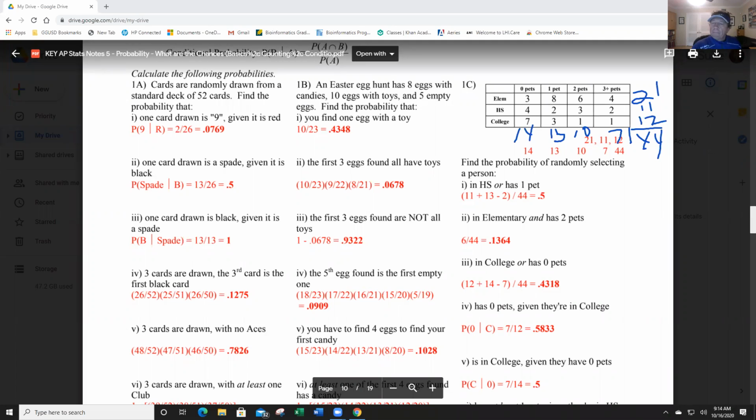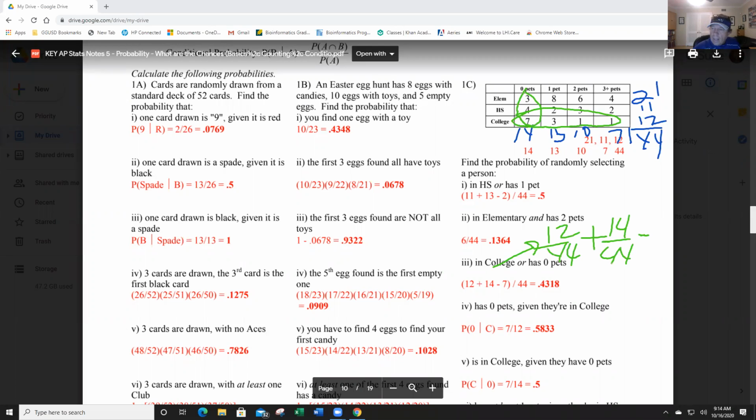In college, right here. In college, that is 12 of the 44, right? Or means plus, has 0 pets. There's the 0 pets. That is 14 out of 44.